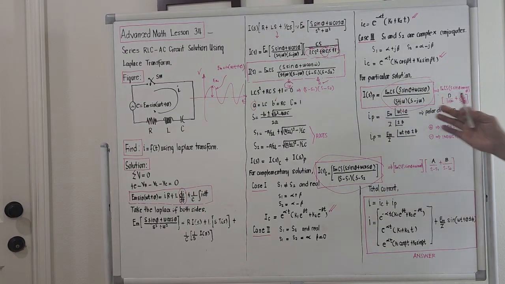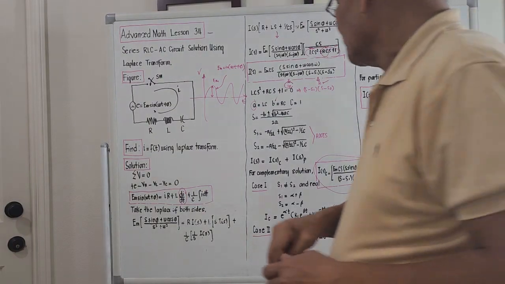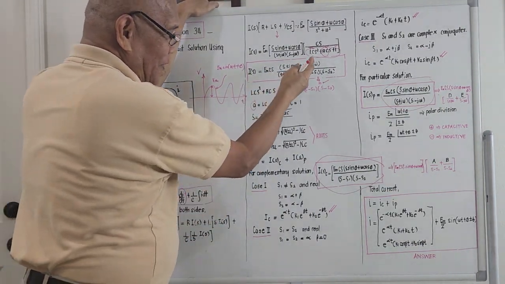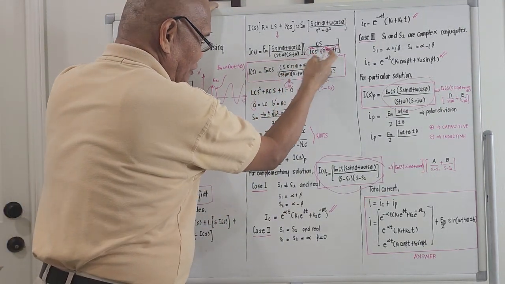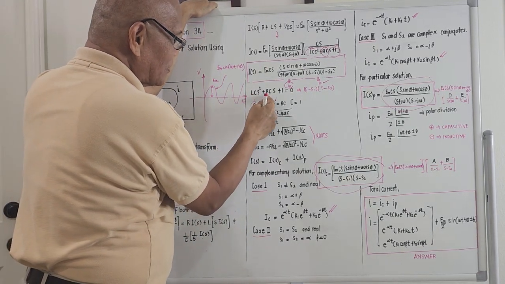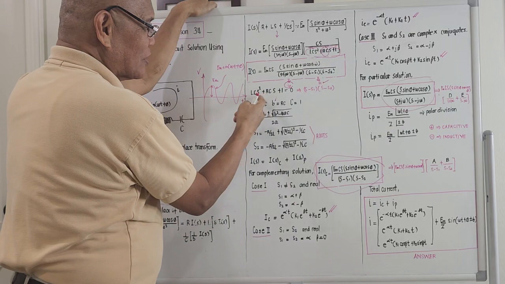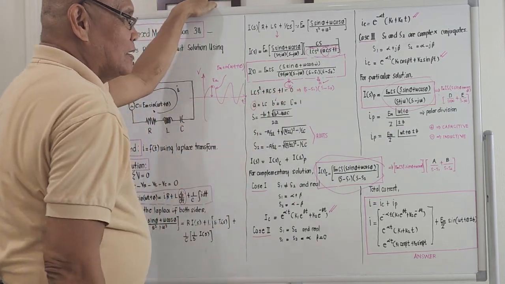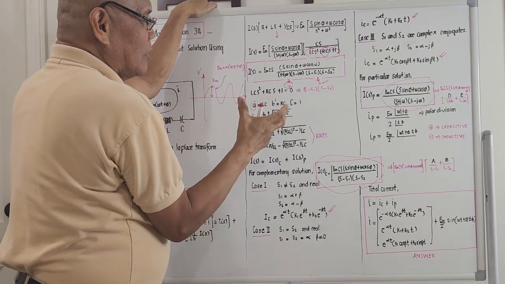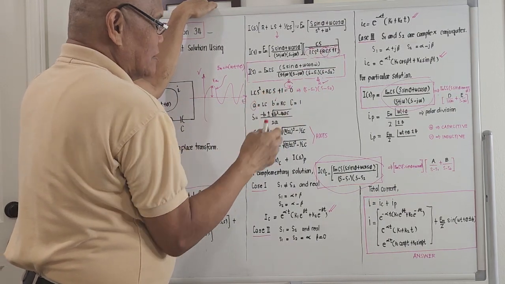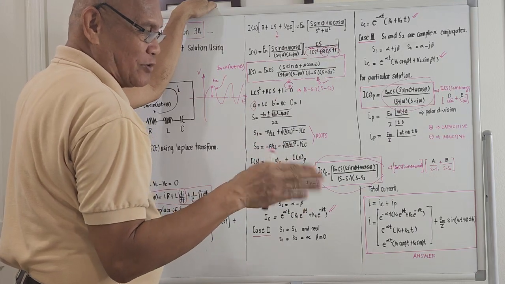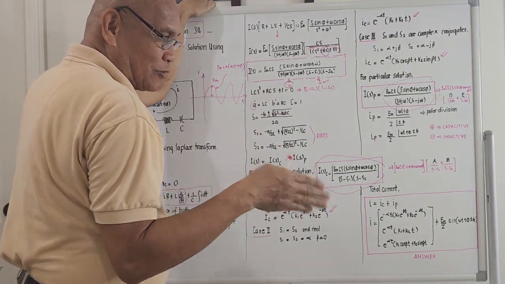Okay? Let's do first the complementary solution. If we try to factor out or to solve for the value of S here, it will be LCS squared plus RCS plus 1 equal to 0. It is really a quadratic equation. So meaning, to solve for S1 and S2, we must compute for the value of S. And unluckily, we could not solve this by using the so-called factoring by inspection.